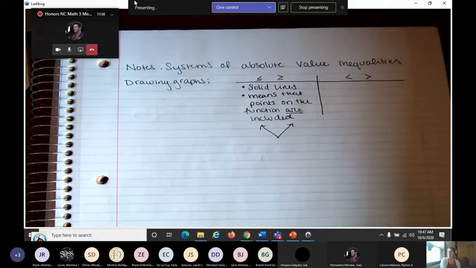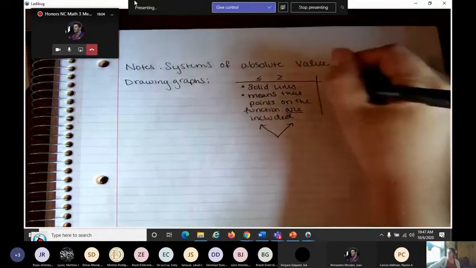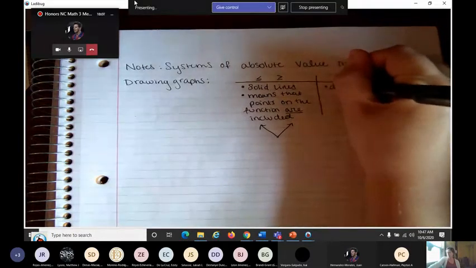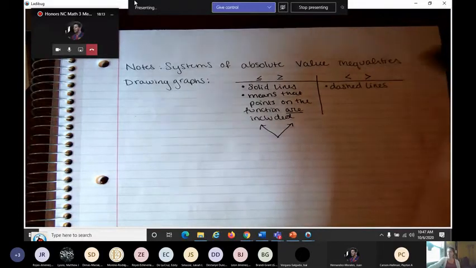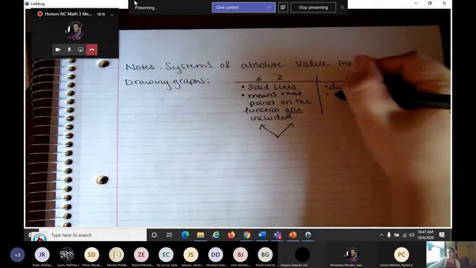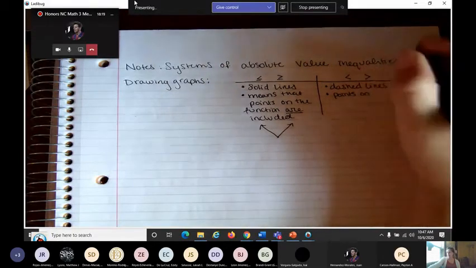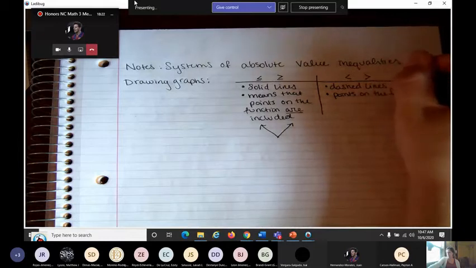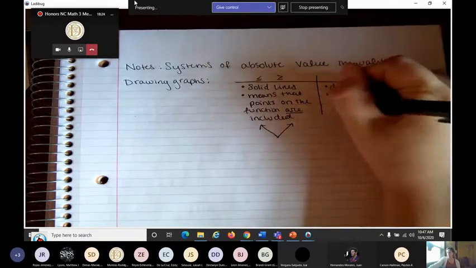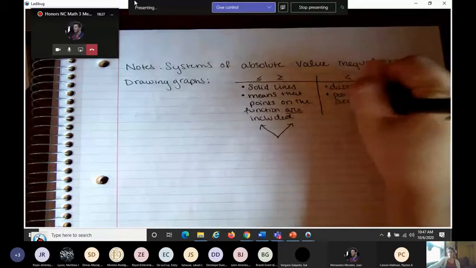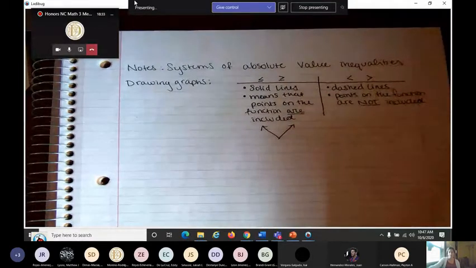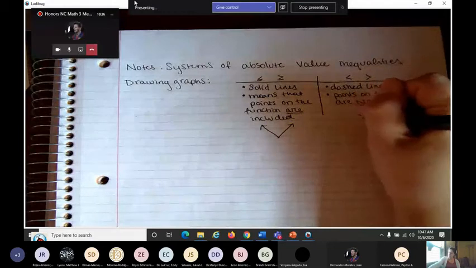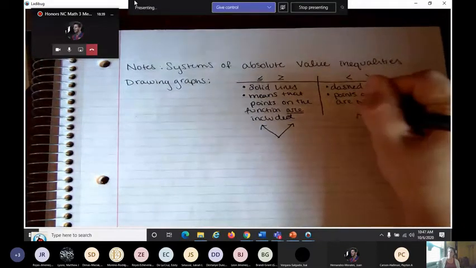All right. Then our strictly less than and strictly greater than lines, we're going to have dashed lines here. Okay, because when we have strictly less than or strictly greater than, the points on the function are not included. Okay, so these functions are going to have dashed lines. So they're going to look like this when we draw them out.